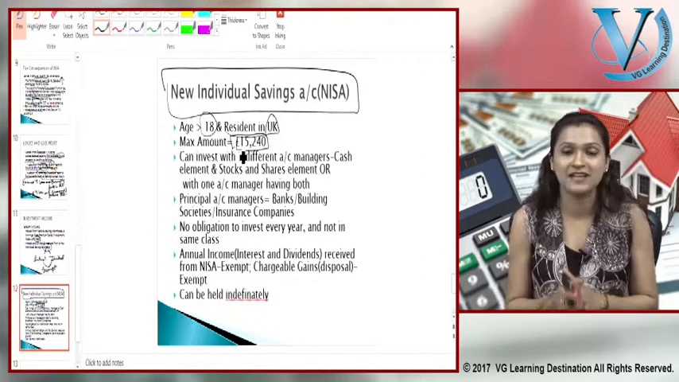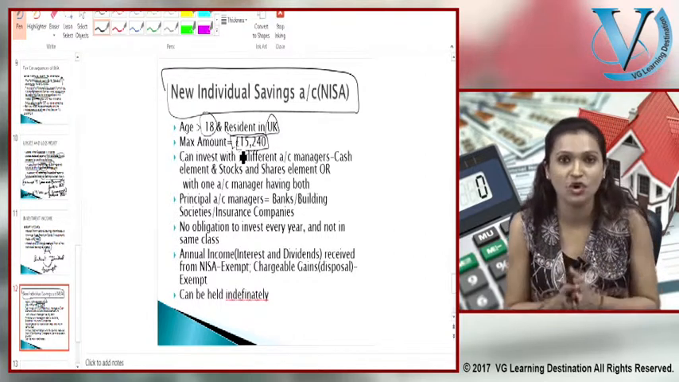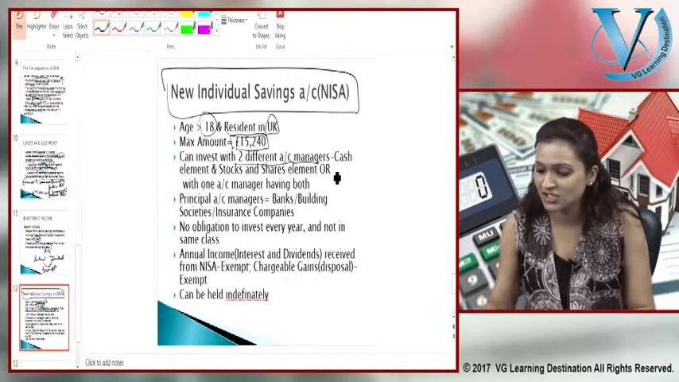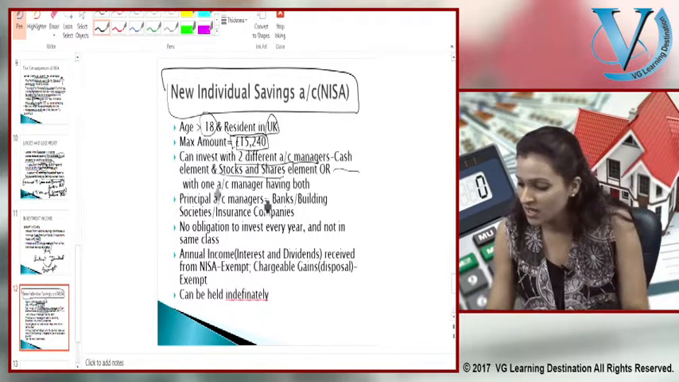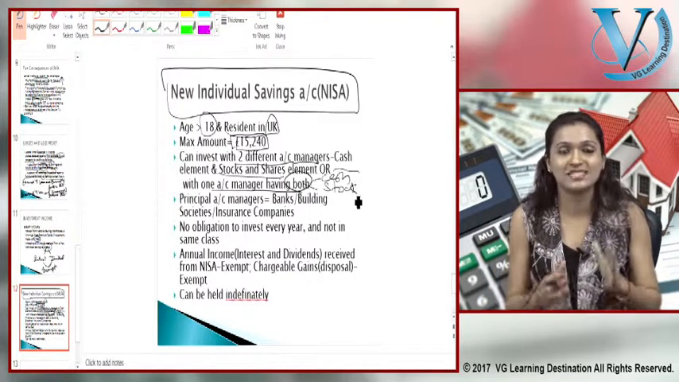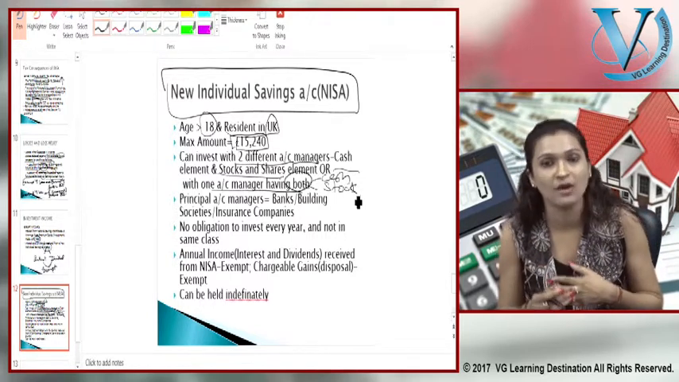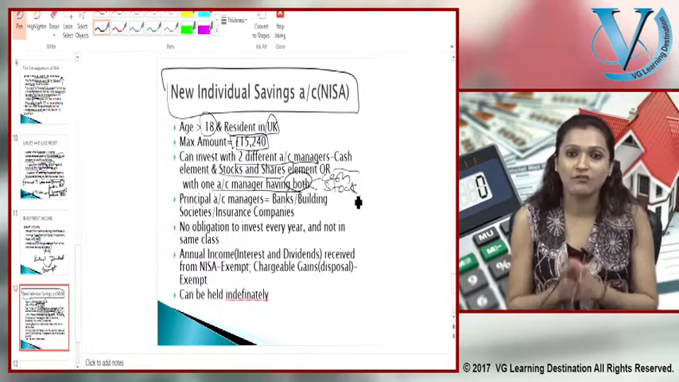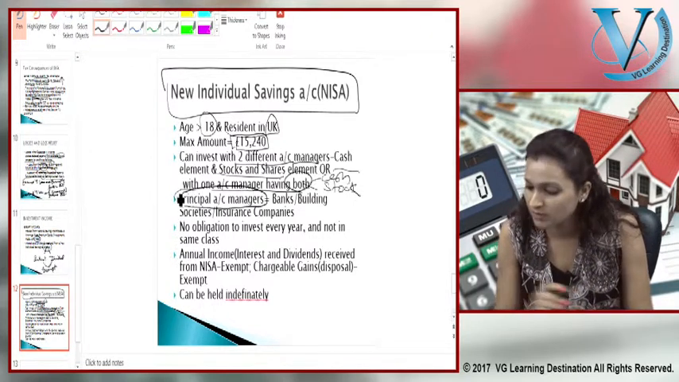Now you can invest either in stocks and shares, or you can invest cash in your NISA account. You can invest with two different account managers, the cash element with one and the stocks and shares element with the other, or with any one account manager having both cash as well as stocks. Now who is this principal account manager? It can be a bank, a building society, a mutual fund company, or an insurance company. Any of these can be a principal account manager.